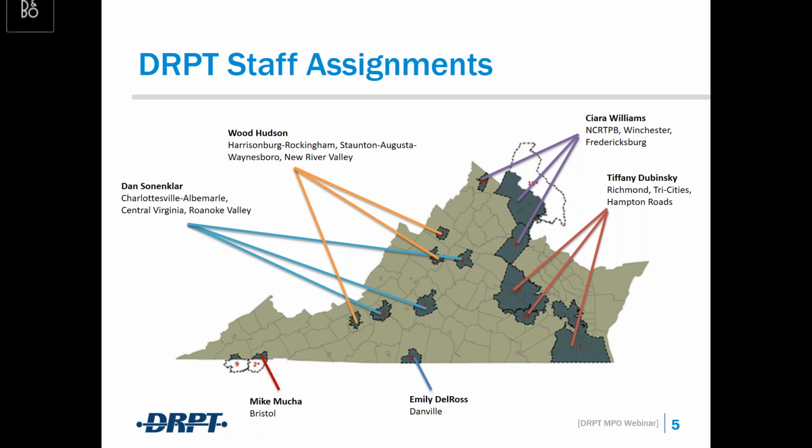And when we do that, we will be sending formal MPO appointment letters to each of you to know who your DRPT representative is. But just to quickly go through them, as I mentioned earlier, Ciara Williams takes care of the Northern Virginia MPOs, that being the TPB, Winchester, and Fredericksburg. Tiffany Dubinsky handles Richmond, the Tri-Cities area, and Hampton Roads. Wood Hudson handles Harrisonburg, Rockingham, Staunton, Augusta, Waynesboro, and New River Valley. And Dan Sonnenklar handles Charlottesville, Albemarle, Central Virginia, and Roanoke Valley. Mike Mucha and Emily Del Ross are actually in our transit program management department, and they handle Bristol and Danville for now. We might be making some changes, though, in early January, and of course, we will let you know about those.